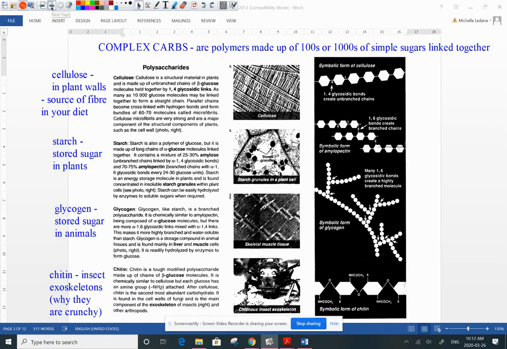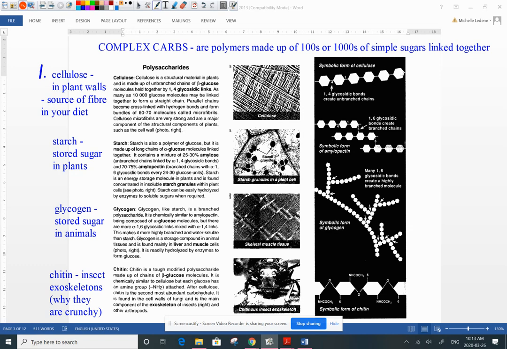Well, the next kind is our complex carbs, also known as our polysaccharides. Now, these are huge polymers made up of hundreds or thousands of simple sugars that are linked together. So some examples of our polysaccharides or complex carbs: cellulose, found in the walls of plants, and this is a really good source of fiber for your diet. Helps keep you regular so you can poop regularly.